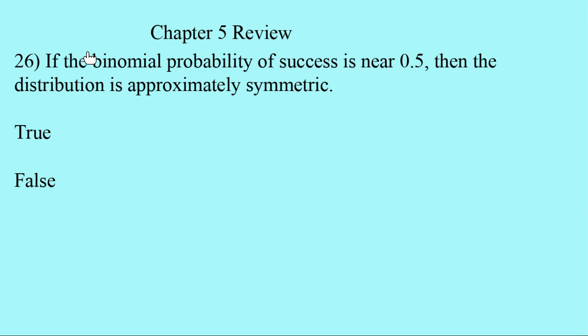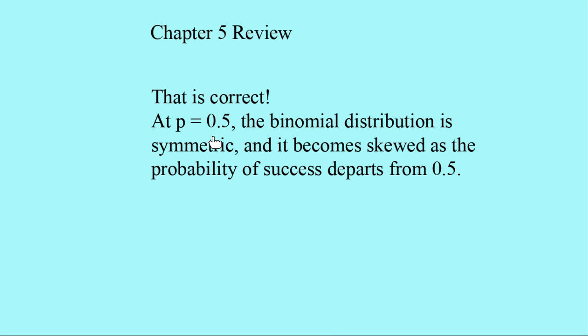All right, number 26. If the binomial probability of success is near 0.5, then the distribution is approximately symmetric. True or false? Oh, you said that right away. So let me just make sure. Very good. That is correct. So at p equals 0.5, the binomial distribution is symmetric and becomes skewed as the probability of success departs from 0.5. Okay, very good. Excellent.